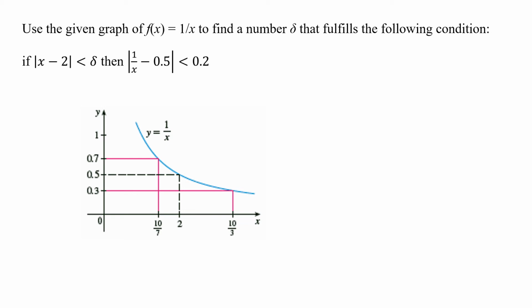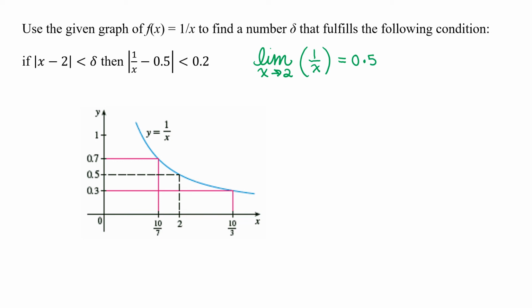So if we were to think about the limit that this is approaching, or representing, we have the limit as x approaches 2 of the function 1 over x is equal to, hopefully, 0.5.